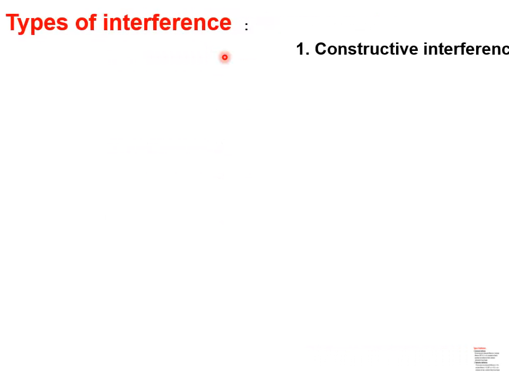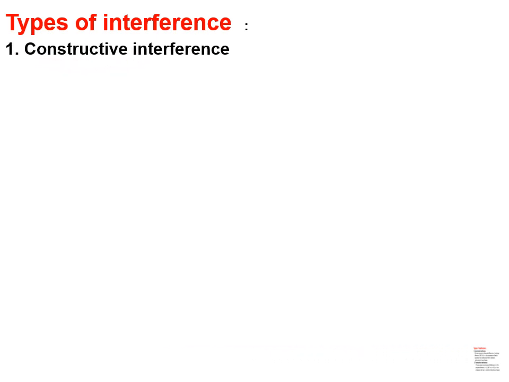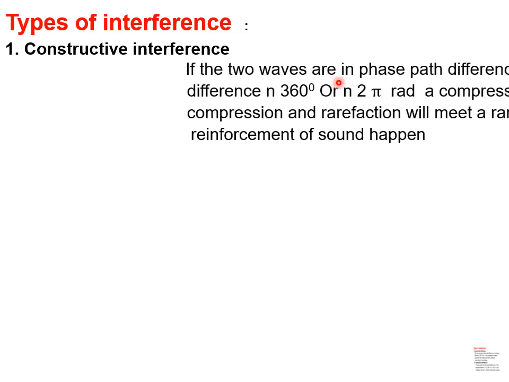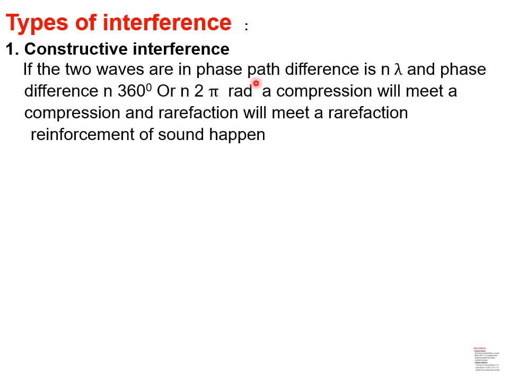Types of interference. في عندي constructive interference. طب يحدث امتى؟ If the two waves are in phase. Path difference between them is n integral number lambda wavelength, and phase difference is n integral number 360 degree or n 2 pi radian. A compression will meet a compression, and rarefaction will meet a rarefaction. يبقى في reinforcement of sound يعني increasing in sound intensity.